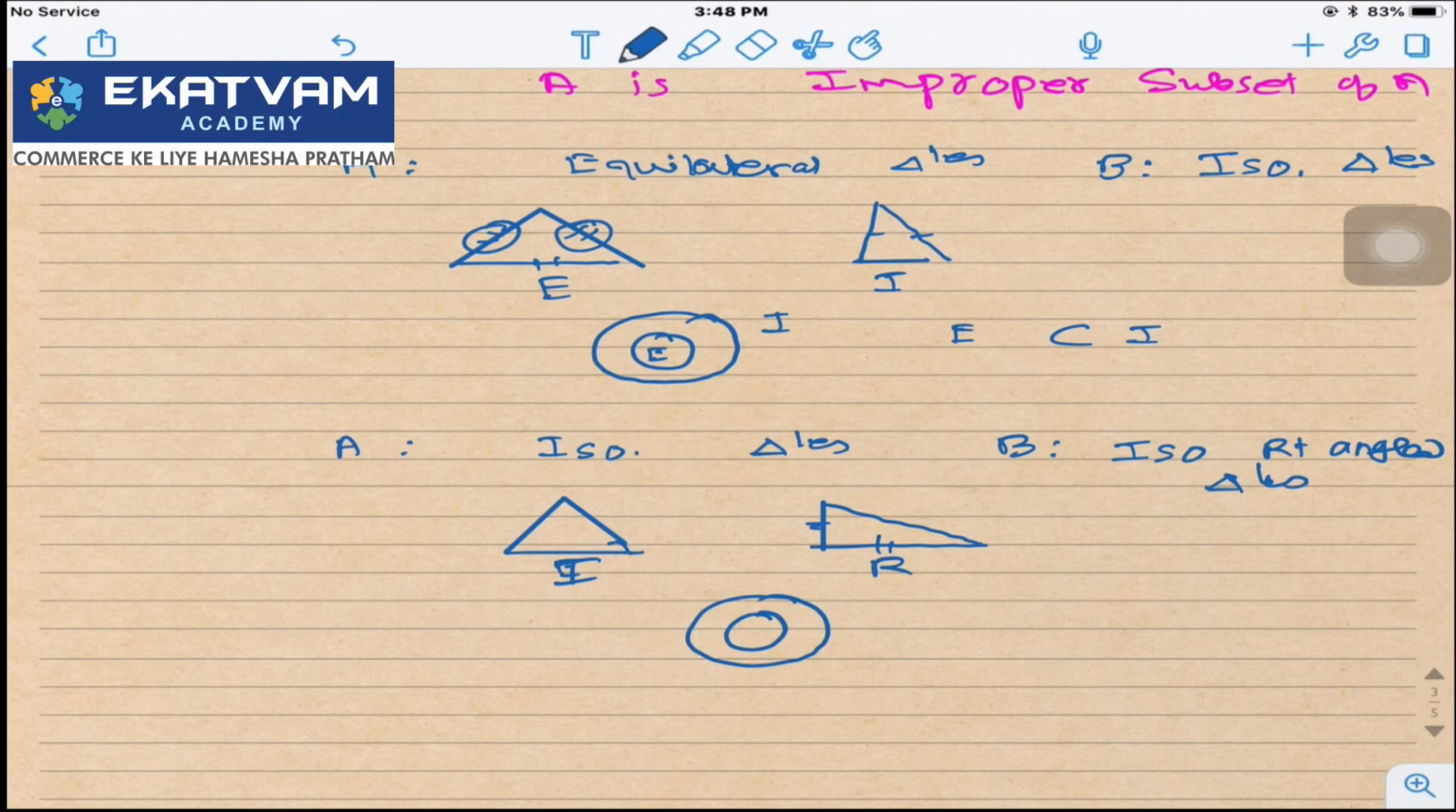and I will be the. Which is the smaller set, which is the bigger set? I will be the bigger set and R is contained in it. Right? So every isosceles right angle triangle is isosceles, but every isosceles triangle is not necessarily a right angle triangle. Understood?